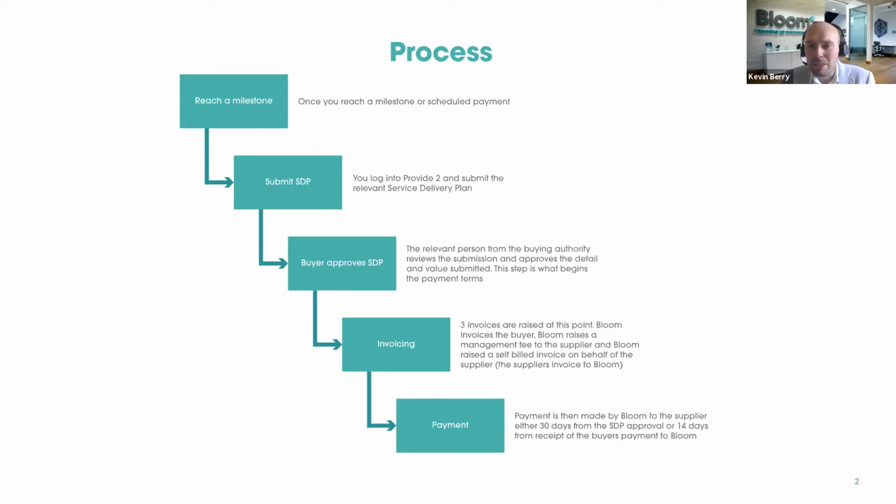So Bloom will invoice the buying authority for the agreed amount. We will also raise the self-billed invoice, which is effectively your invoice as the supplier to us as Bloom for the same amount that's submitted on the service delivery plan. So that value that you enter there is really key to that process. And we also raise our invoice to you for our management fee in relation to that charge. So that approval and invoicing process is quite simultaneous, and that is really the key point to the downstream and finance part of this process.